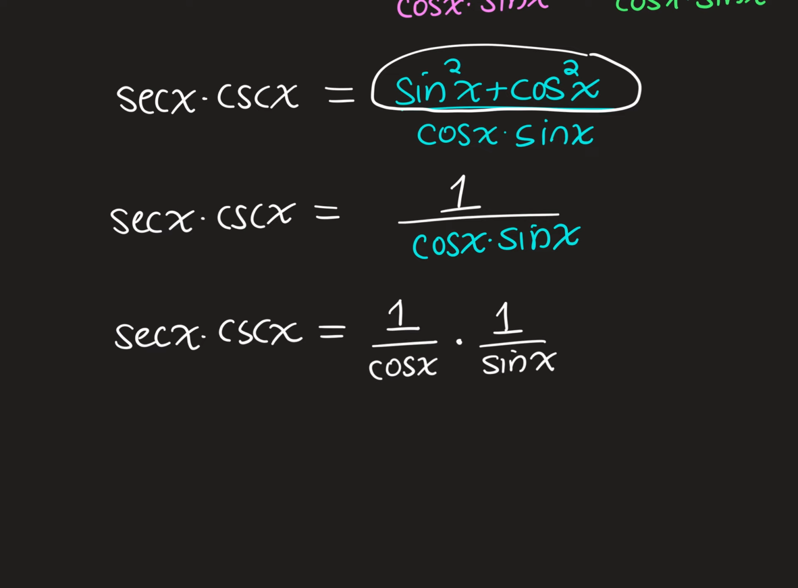So 1 over cosine is what? Secant. 1 over sine is what? Cosecant. And then you've got both sides that are exactly the same.